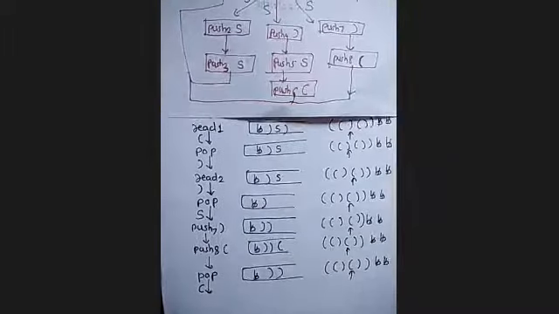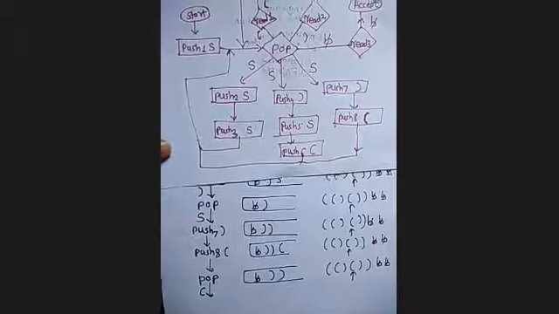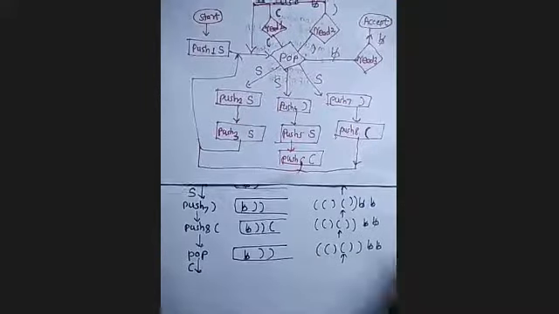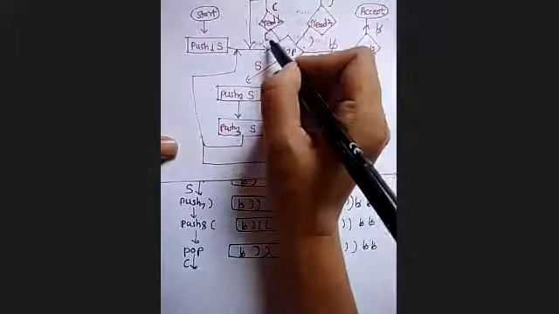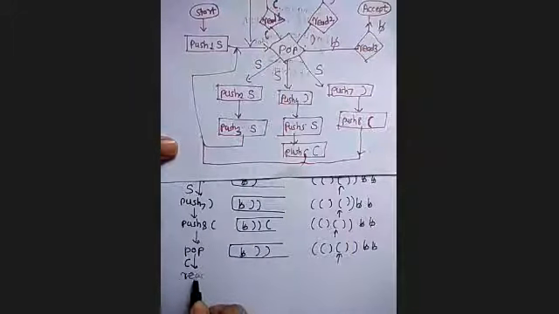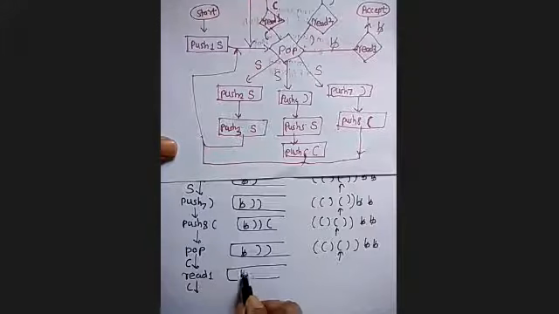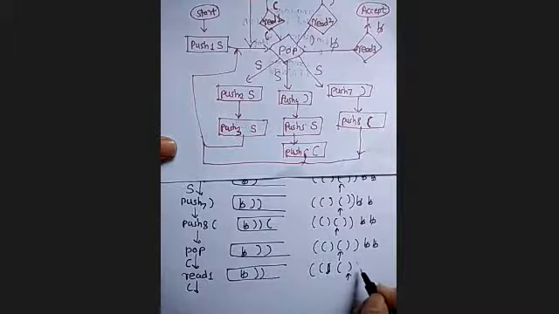What is my next action now? After pop opening, what is the next action? Refer to this diagram. Pop opening, what is the next action? Read 1, yes. There is only this path, no? After pop, the opening is popped, then okay. So read 1 is reading opening. After read, this pointer will point to the closing.